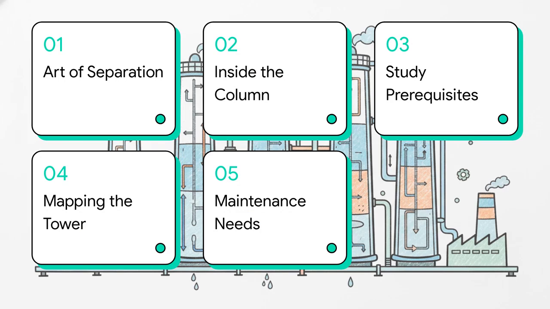Here is our roadmap for this macro to micro journey. We'll kick things off with the art of separation, take a look inside the column, cover the piping study prerequisites, move on to mapping the tower, and wrap up with access and maintenance needs.